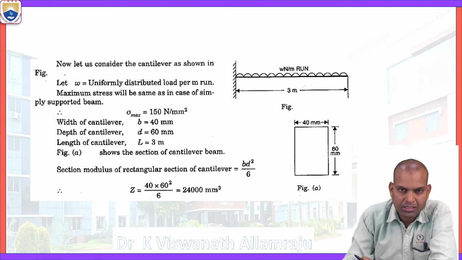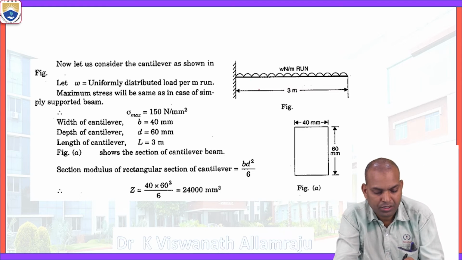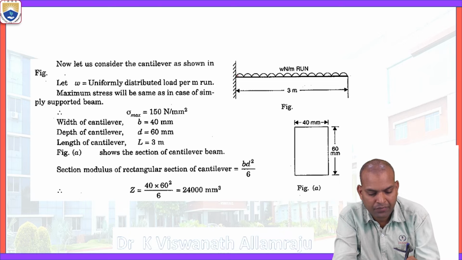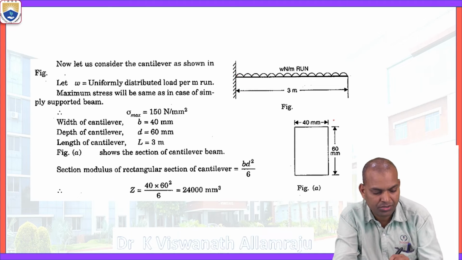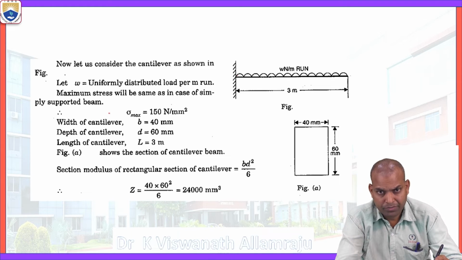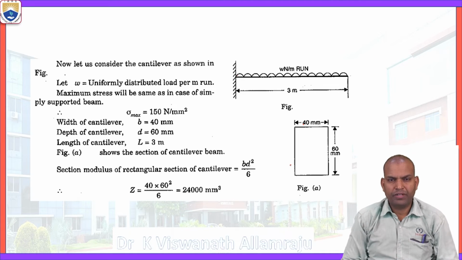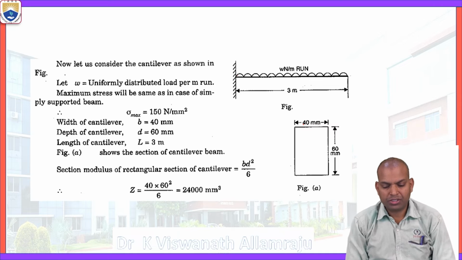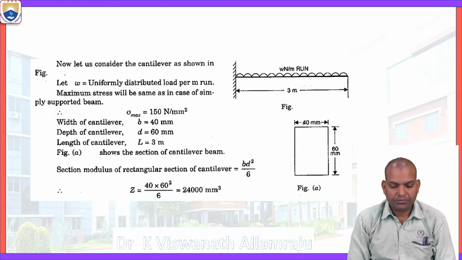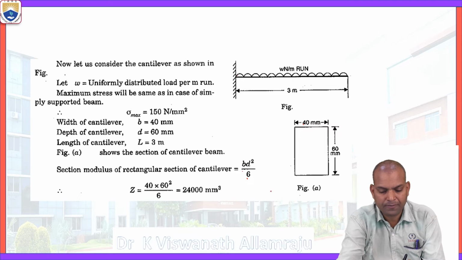Now we have to consider the cantilever beam. This figure indicates a cantilever beam subjected to a UDL throughout the span. The span of the beam is 3 meters. Now what is the section of the beam? The section of the beam is rectangular, that is 400 millimeters width and 600 millimeters depth. Now here, what is the section modulus formula? That is BD squared by 6.